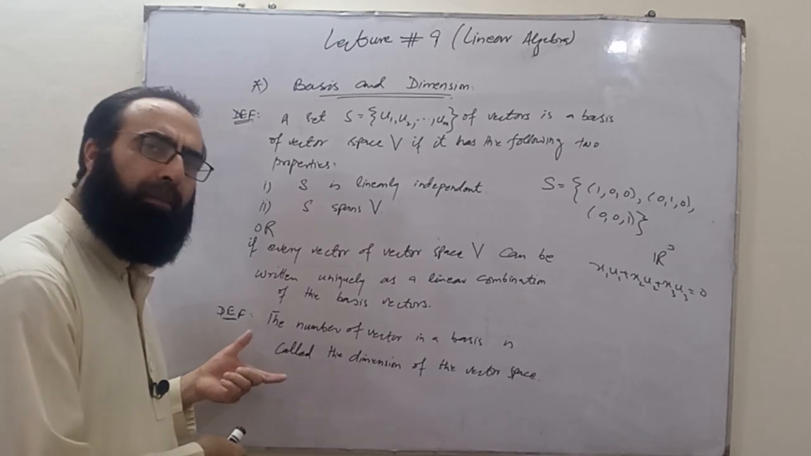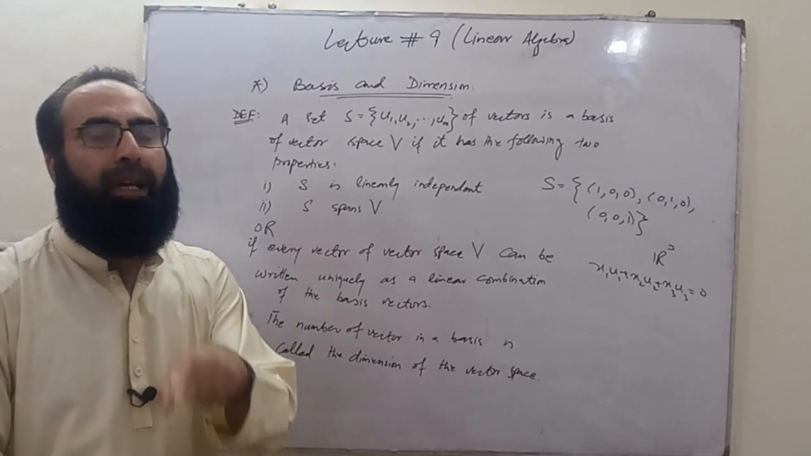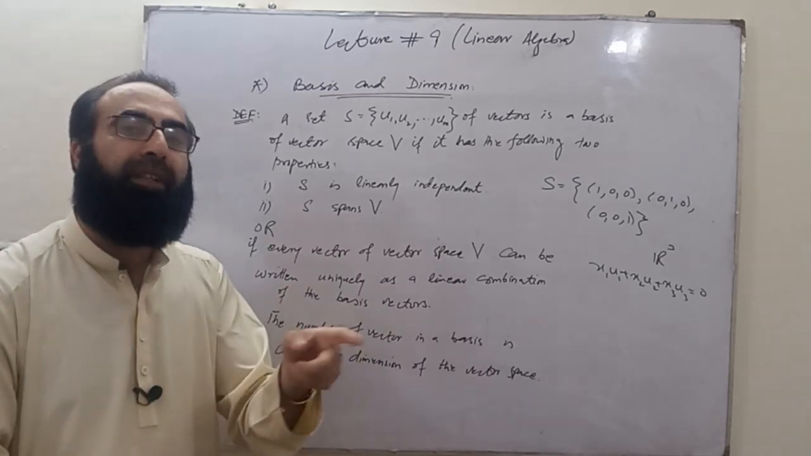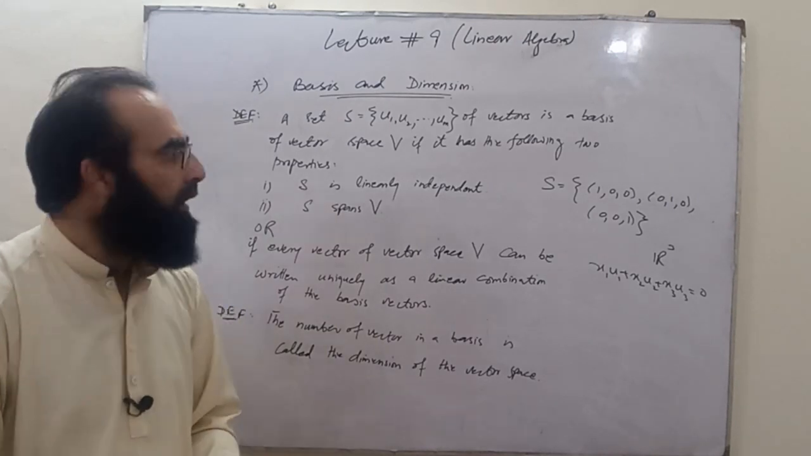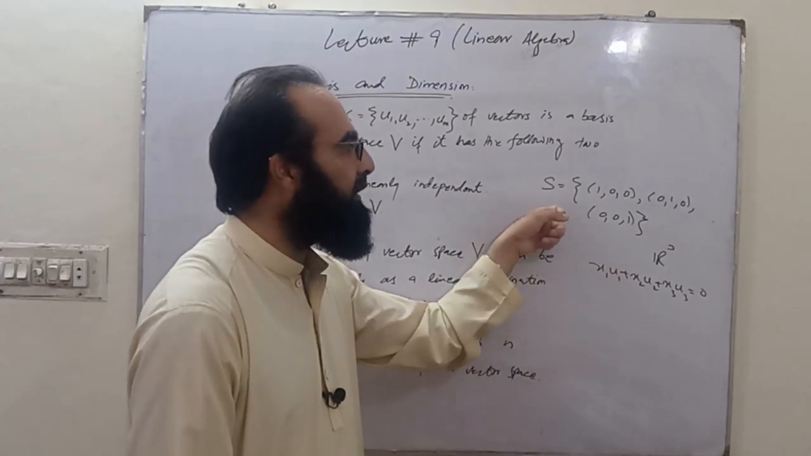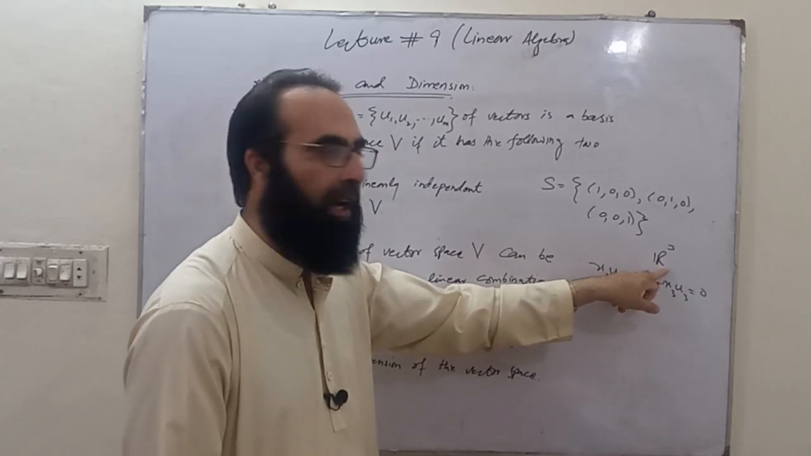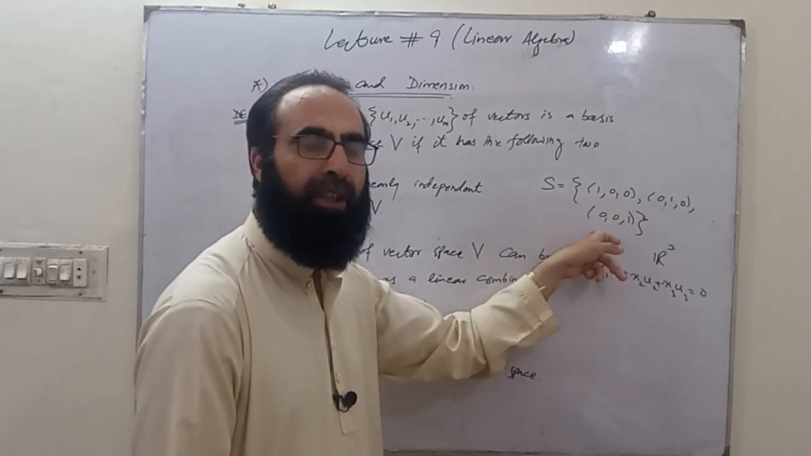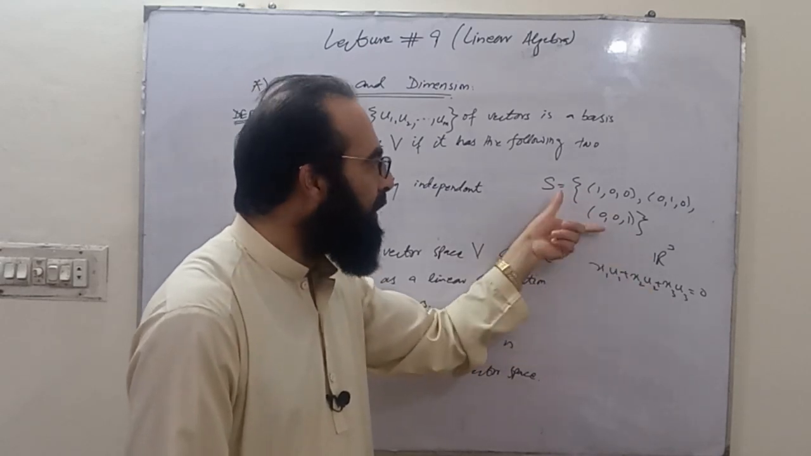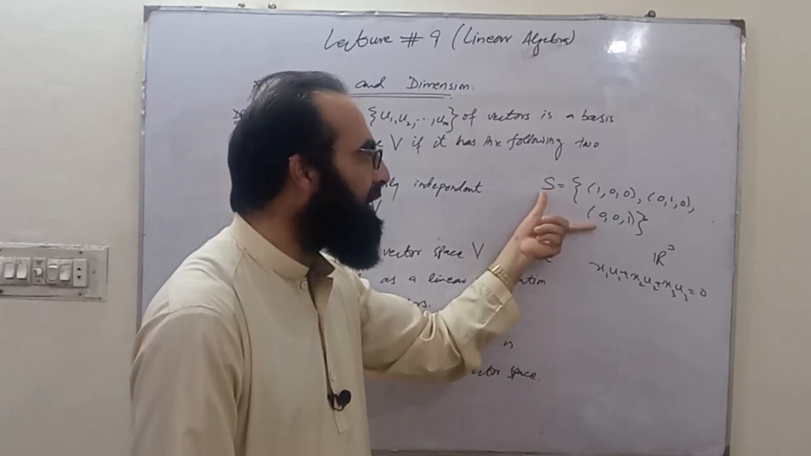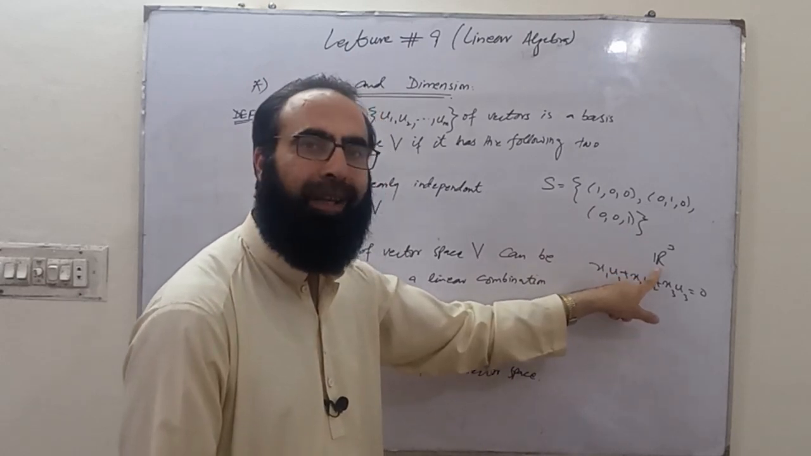Now, what is the definition of a dimension? The number of vectors in a basis is called the dimension of a vector space. Now clearly look at this spanning set. Since this collection spans the whole vector space R cube and these vectors are also independent, this collection is a basis for R cube. And what is the number of vectors in this collection? That is 1, 2 and 3. So the dimension of R cube is 3.